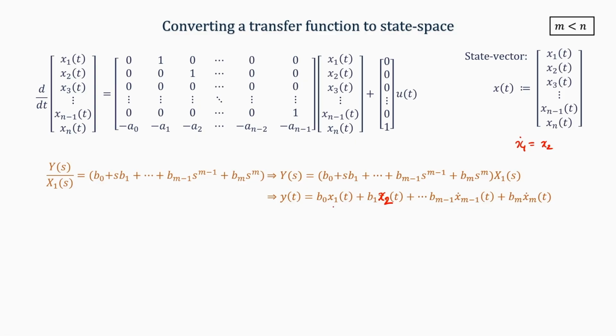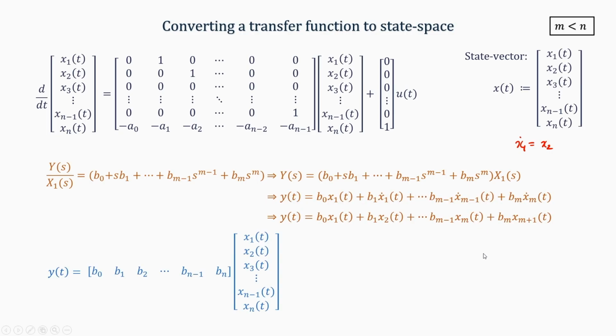Then similarly, you can go ahead, if I rewrite this equation, it will become something like this. y(t) will be equal to b0 x1(t) plus s X1, which is nothing but x2, so b1 x2(t) plus dot dot dot b_{m-1} x_m(t) plus b_m x_{m+1}(t) and so on. So this is the expression that we will get, and once we have this expression, your y will come out to be something like this. We can write down y(t) as this.